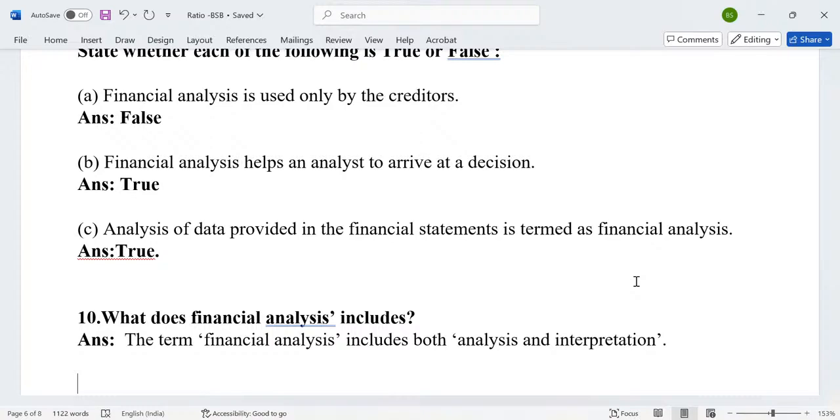C. Analysis of data provided in the financial statement, means you are analyzing the data given in the financial statement, is termed as financial analysis. The answer is true. Analysis of data provided in the financial statement is termed as financial analysis.